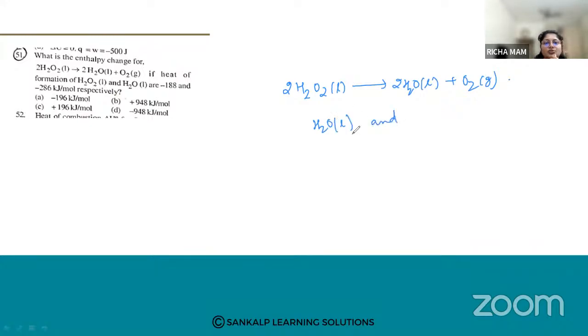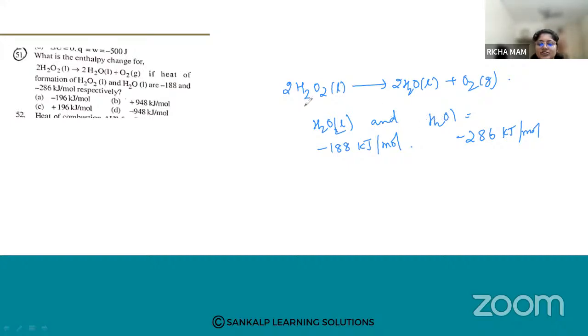What is the enthalpy change for a reaction? The reaction is 2 H2O2 liquid giving you 2 H2O plus O2 gas. The heats of formation for H2O2 and H2O are given: minus 188 and minus 286 kilojoules per mole. So the values for both hydrogen peroxide and water are given, and you have to find the enthalpy change.